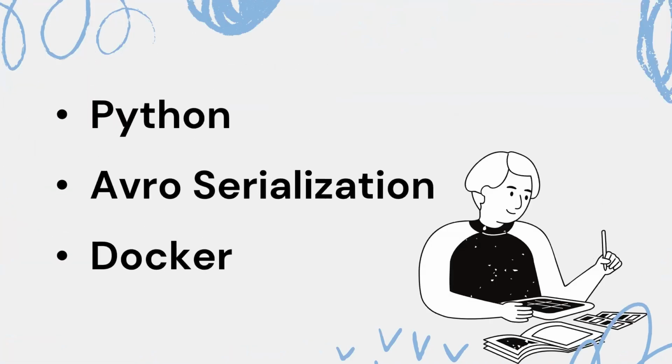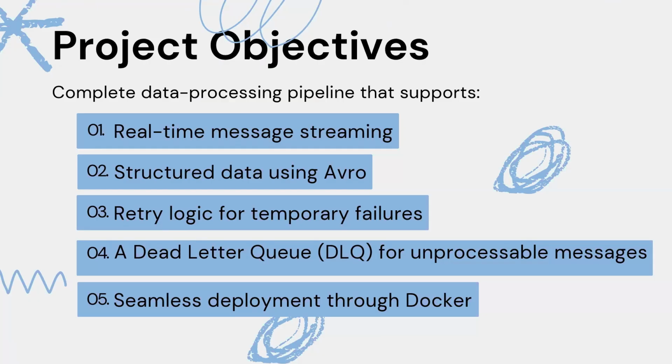This system is implemented using Python, Avro serialization, and a Dockerized Kafka environment. The objective of this project is to build a complete data processing pipeline that supports real-time message streaming, structured data using Avro, retry logic for temporary failures, a dead letter queue for unprocessable messages, and seamless deployment through Docker. Now, let me walk you through each component and its purpose.